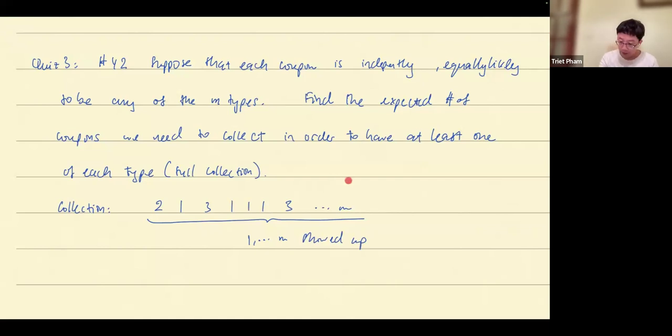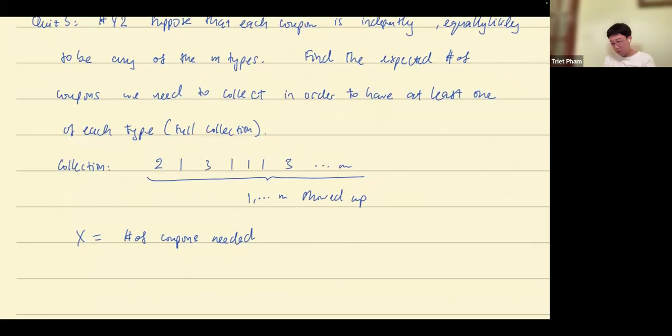Clearly, I say M here as in type M, but M can show up before, who knows? Basically, you keep collecting until you have every type, and that's a random number. So you let X be the number of coupons needed, or the size of the collection. Then let's see if we follow this. What values can X take here?